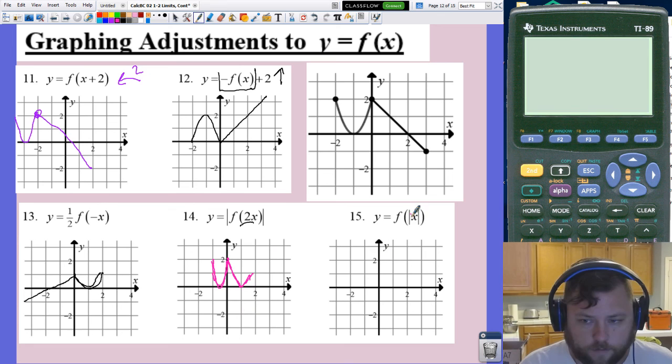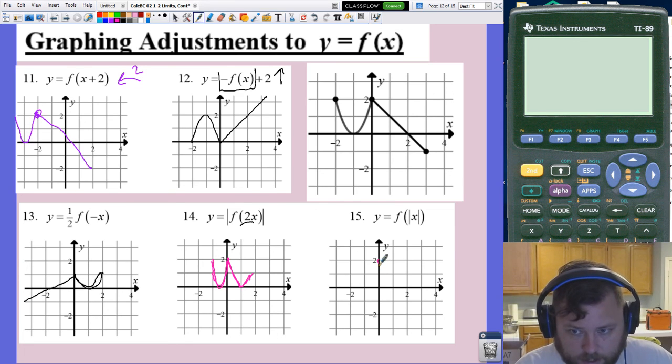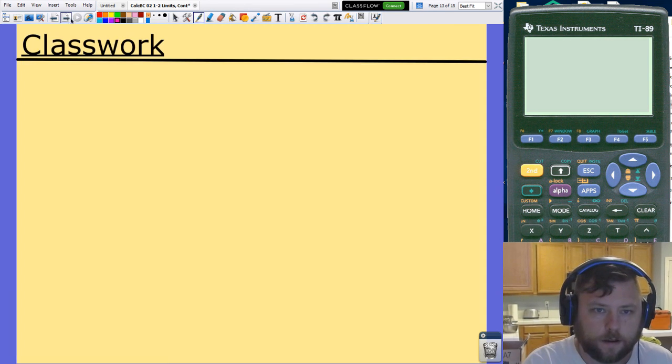Now this f of absolute value of x, what this does is it says you can never have a negative in here. So it means that everything on the positive side stays the same. But instead of doing the u on the negative side, it just mirrors the positive side. This doesn't happen too much. That's it.